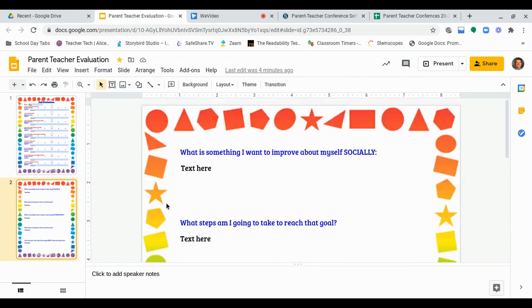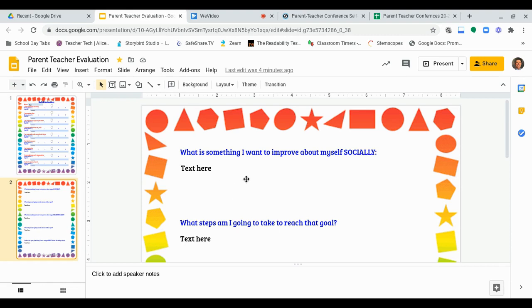On the second sheet here, you're going to answer these questions. So you're going to say, what is something I want to improve about myself socially? So socially means in regards to other classmates. Okay. So we're not talking about a subject or anything. So maybe you want to make more friends. Maybe you want to get closer friends. You want to be kinder to people. You want to be more patient with your classmates. So answer that. Something you want to improve about yourself socially?